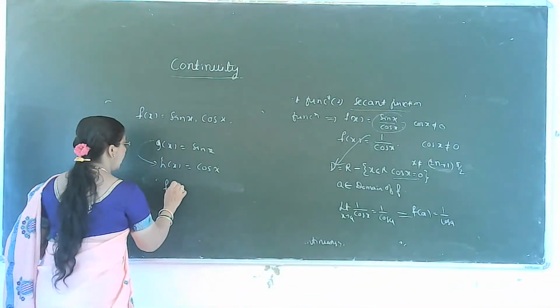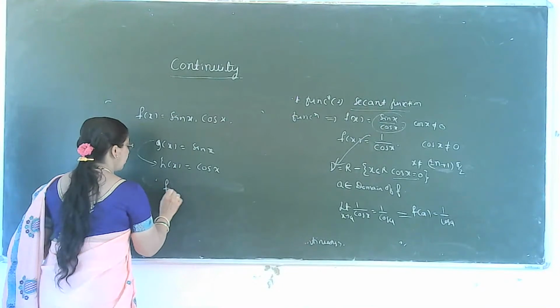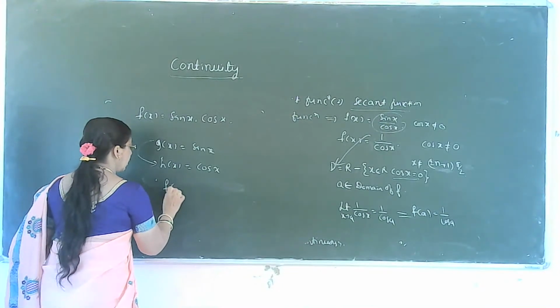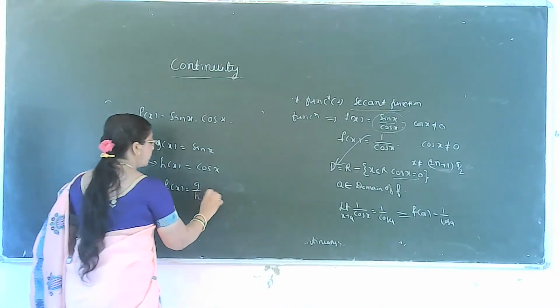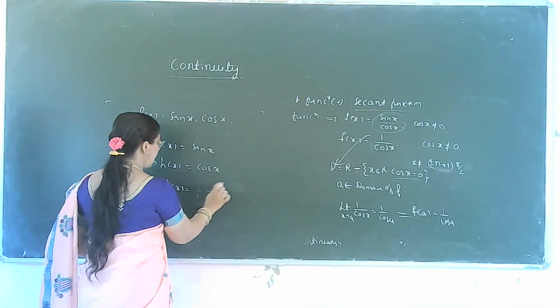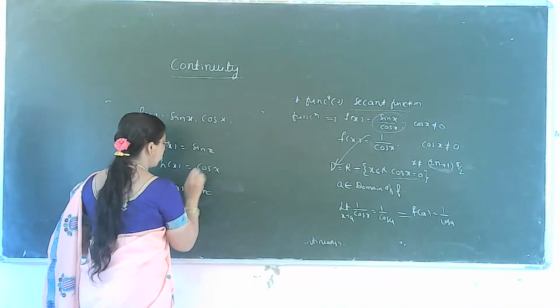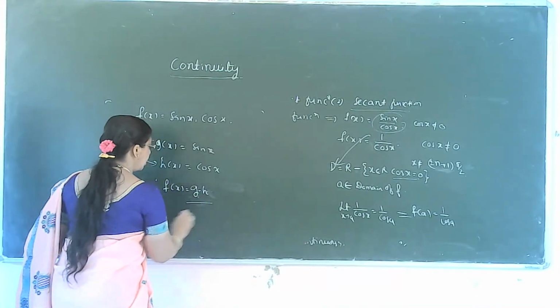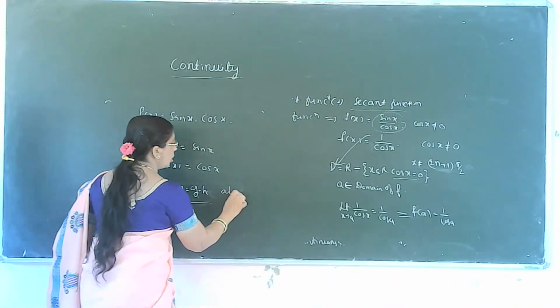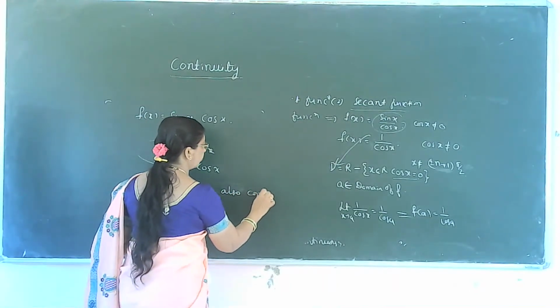By algebra of functions, f of x equal to g into h. If g is continuous and h is also continuous, then g into h is also a continuous function.